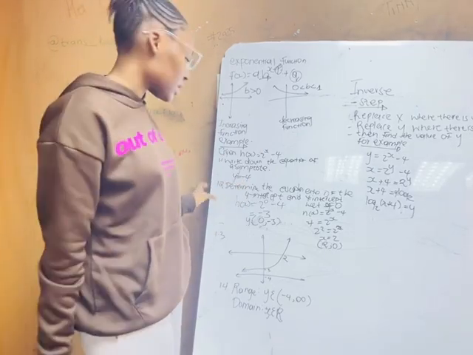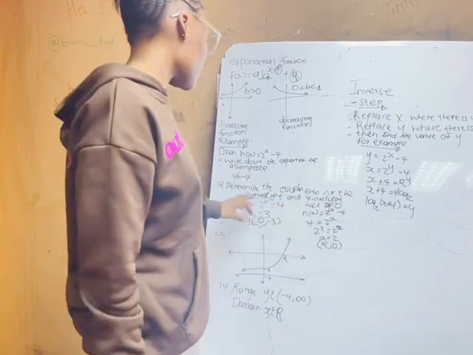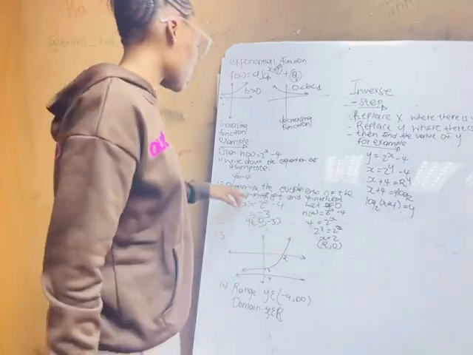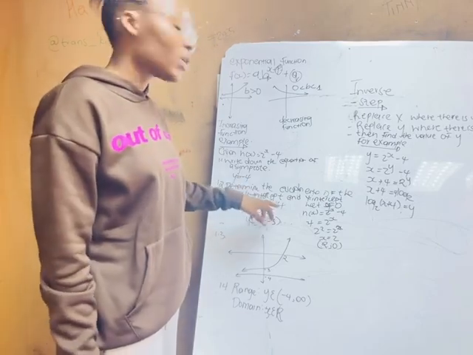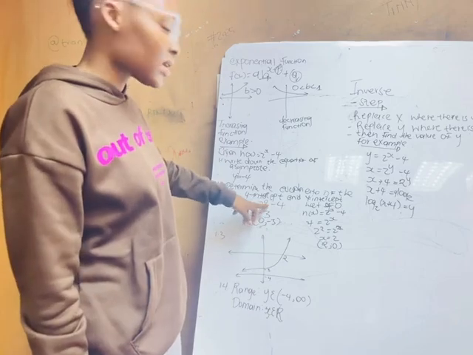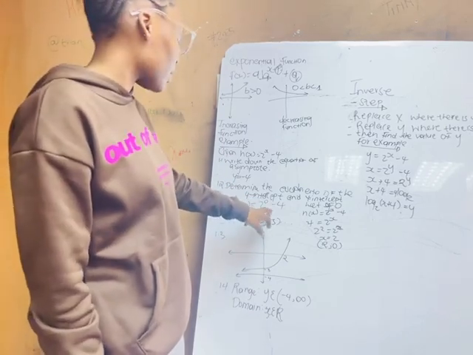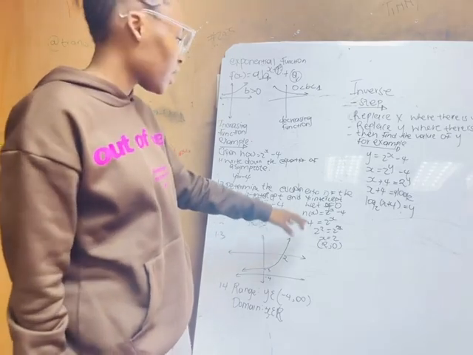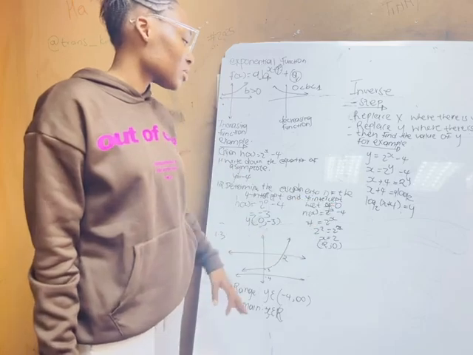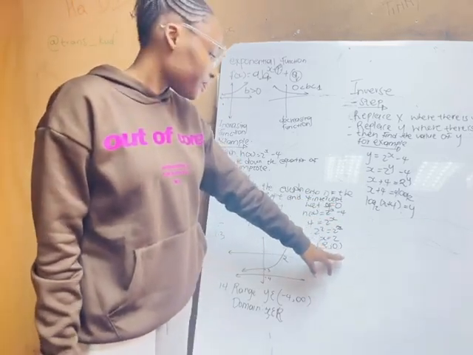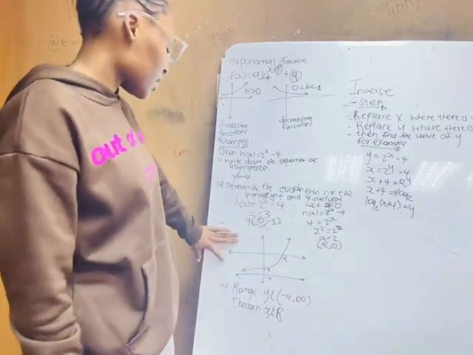The second question says determine the coordinates of the y-intercept and the x-intercept. We're still applying the same rule. When we determine the y-intercept, you let x be equal to 0. That's what I did here. I let x be equal to 0, substituted into my equation, and then I found the value of y. Same for the x-intercept. You let y be equal to 0, I substitute, and then I found the value of x, and this is our graph.